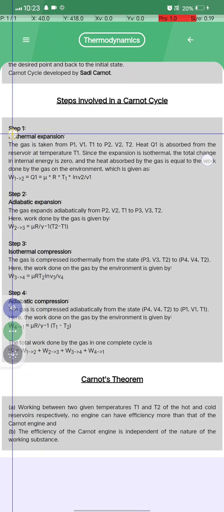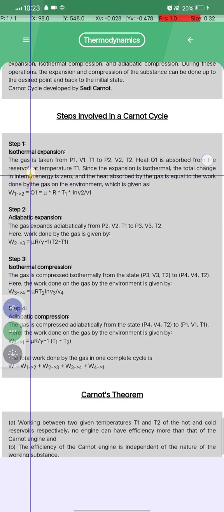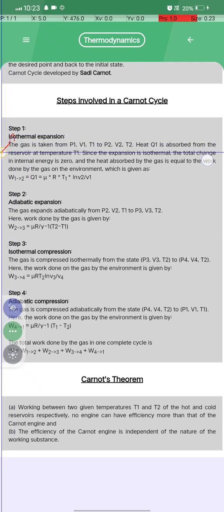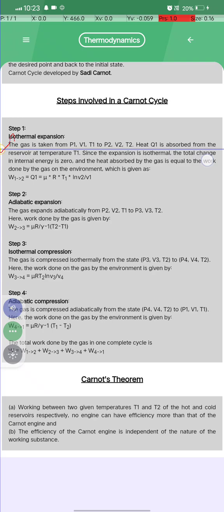पहला स्टेप क्या कहता है, isothermal expansion. The gas is taken from P1 V1 T1 to P2 V2 T1 and heat Q1 is absorbed from the reservoir at temperature T1. Since the expansion is isothermal, the total change in internal energy is zero, and the heat absorbed by the gas is equal to the work done by the gas on the environment, which is given as W12 = Q1 = μRT1 ln(V2/V1).